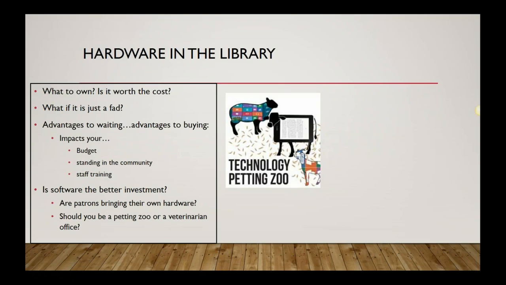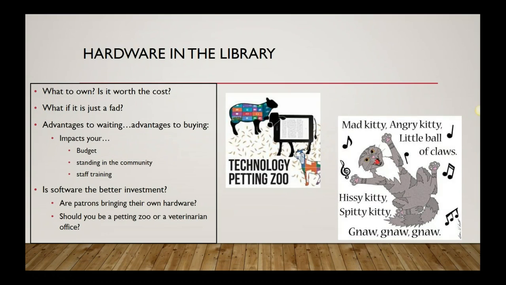Or do they want to treat you as a vet's office, where they're bringing in their items, their tablets, their computers, and saying, how does this work? What can I do to make this better? Can I do this with this computer? In that case, they might be treating you as a vet's office where they're expecting you to be a little more trained in technology. I looked for a good image for a vet's office, and this was the best one I could find. So imagine this cat, the mad kitty, angry kitty, being the computer that people are bringing to you. Because as I said, technology can be frightening, and there's nothing more frightening than a hissy, spitty kitty that's gnawing on you. So I'm drawing an analogy between an angry cat and technology here.